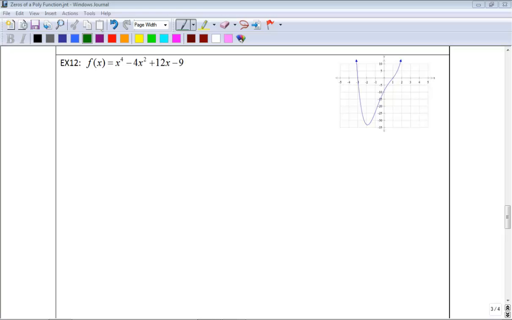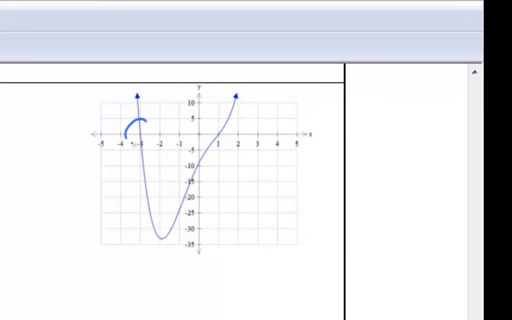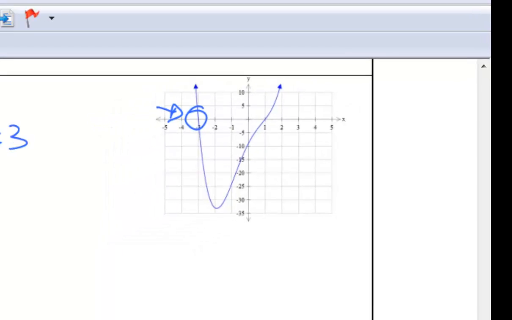All right, let's solve the next one. Same thing, first list out your possible rational zeros. So I'm looking at plus or minus 1 times plus or minus 9, and then plus or minus 3, all divided by plus or minus 1, and that's going to equal plus or minus 1, plus or minus 9, and plus or minus 3. Well, let's take a look here. It looks like negative 3 is a possible zero. So let's divide using negative 3.